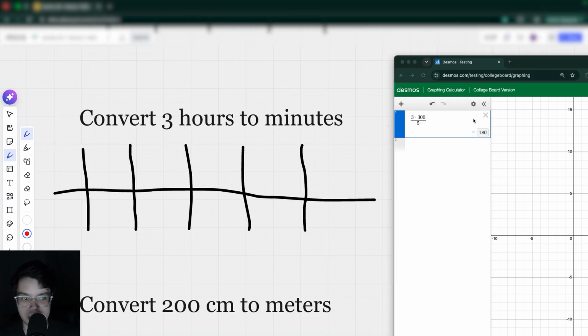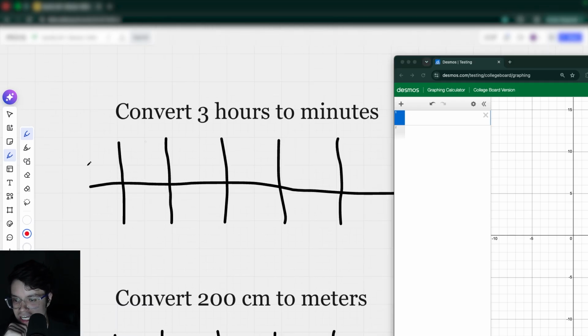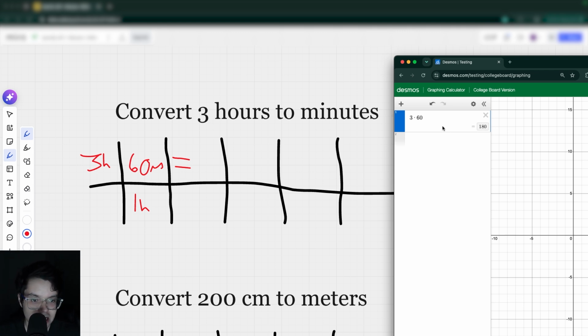Let me do it again to show you a bit of a simpler way. I could say here 3 hours, and then here 1 hour is equal to 60 minutes. That's the final unit, because an hour is 60 minutes. Then I multiply it together: 3 times 60 divided by 1, and that gives me 180.